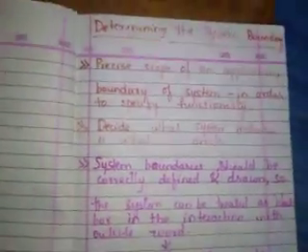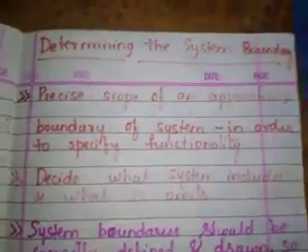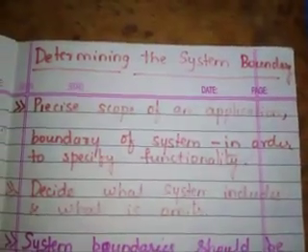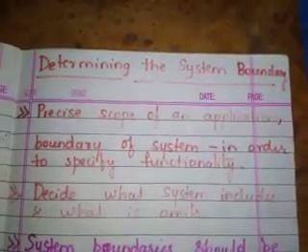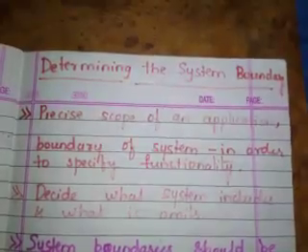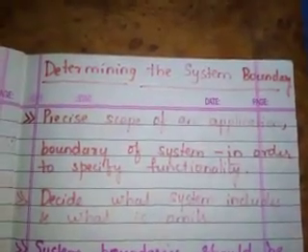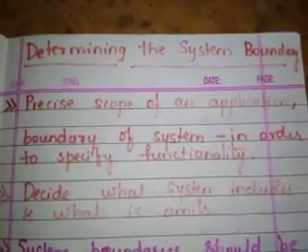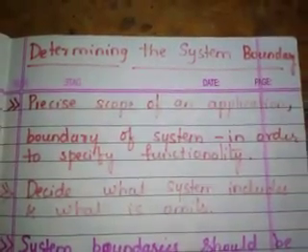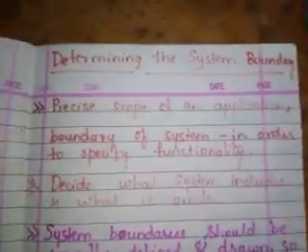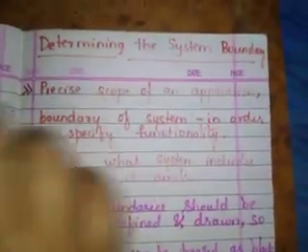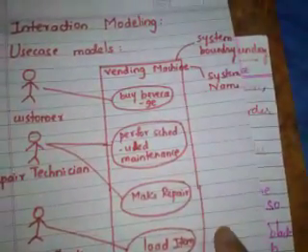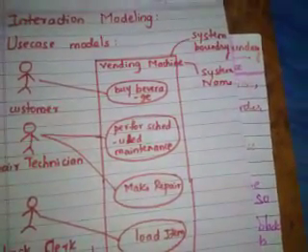So let us go to the first step, that is determining the system boundary. When we decide the system boundary, it explains to us the scope of an application. It explains the precise scope of an application, the boundary of the system, in order to specify the functionalities. Just now we have seen, we are explaining the functionalities that will fall into the system that are provided by our system.